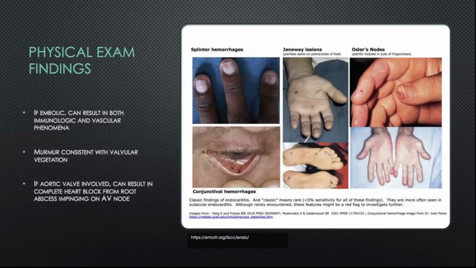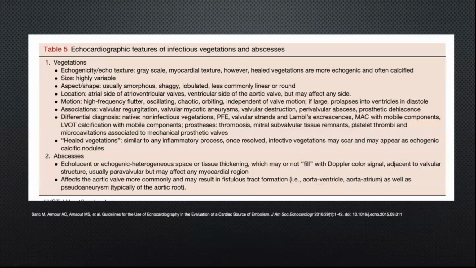Obviously, you can hear a murmur associated with it, and if the aortic valve is involved, we always worry about complete heart block because the aortic valve sits right in front of the AV node. If you have a big enough abscess, it can compress the AV node and cause arrhythmias. So this is just out of the ASE guidelines looking at echocardiographic features of infectious endocarditis and abscess.